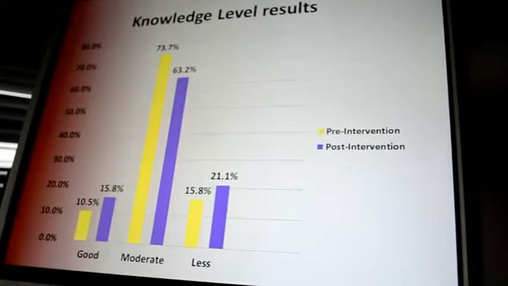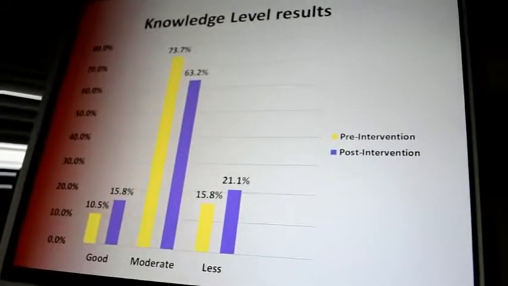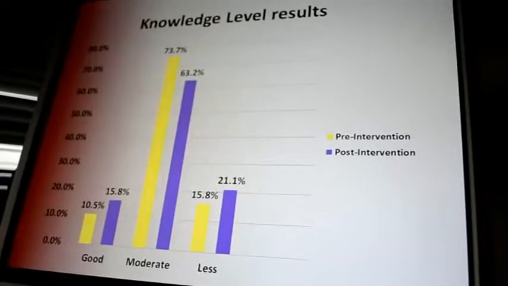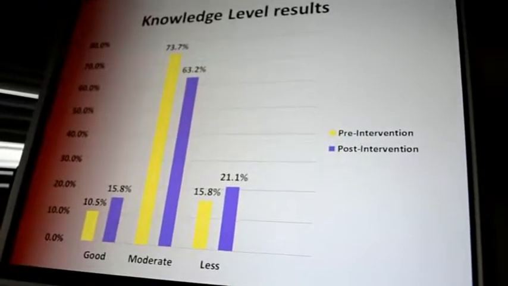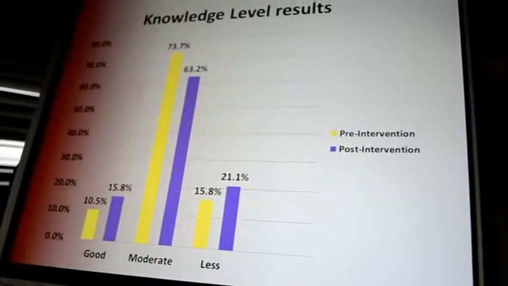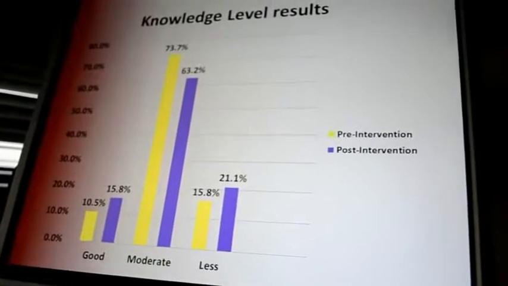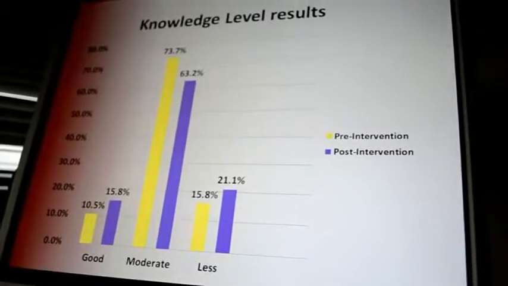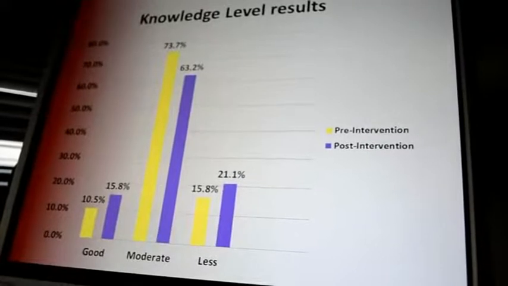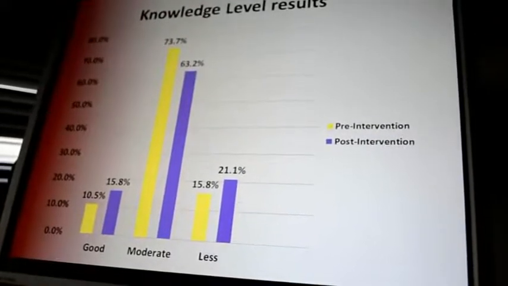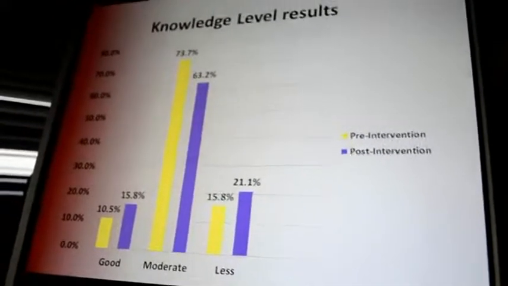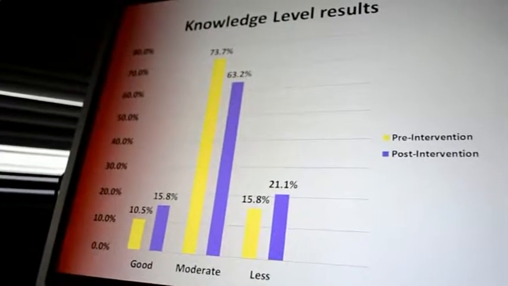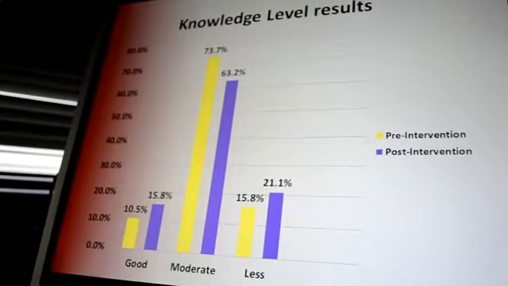Knowledge level results. The graph illustrates the knowledge level of the participants pre and post intervention. The majority of participants had moderate knowledge in both pre, 73.7%, and post-test, 63.2%. Only a few participants had good knowledge in pre, 10.5%, and post-test, 15.8%. The remaining participants indicated less knowledge in pre, 15.8%, and post-test, 21%.